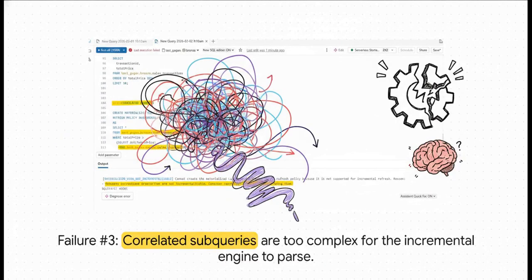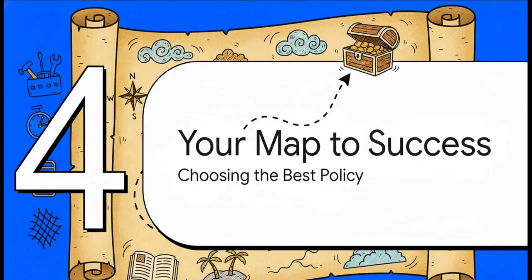And for our final boss battle, the correlated subquery. See that select statement that's nested inside the where clause? It's trying to calculate an average on the fly to use in a filter. This kind of complex nested logic is just too confusing for the incremental engine to figure out efficiently. It needs simple relationships, not entire queries running inside other queries. And that's a fail. Okay, wow.